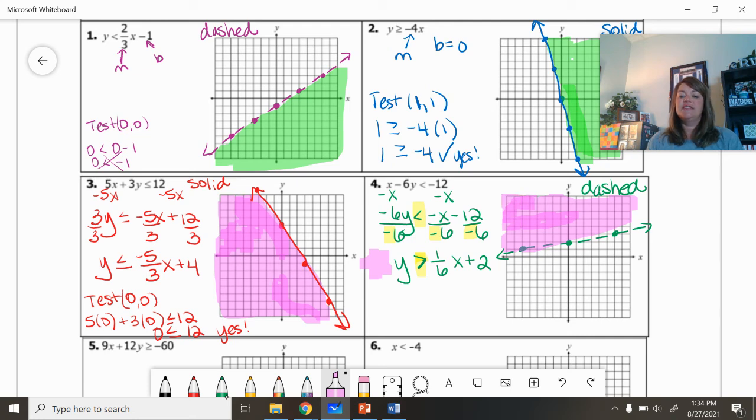So you can test 0, 0 if you want. 0, 0 is right here, so it is not included in my shading. So if I plug 0, 0 in here, it shouldn't work, okay? I can test it real quick.